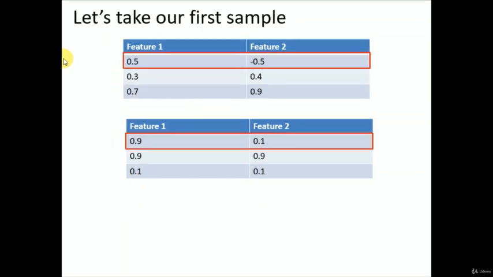Now in this lecture we're going to consider one sample, and then the same exact thing happens for the other samples. So let's take this sample as input, and we wish to map these 2 values to this particular output. So when we have 0.5 and negative 0.5, we want to teach the network using the back propagation algorithm to output 0.9 and 0.1.